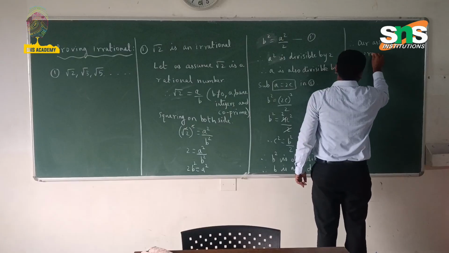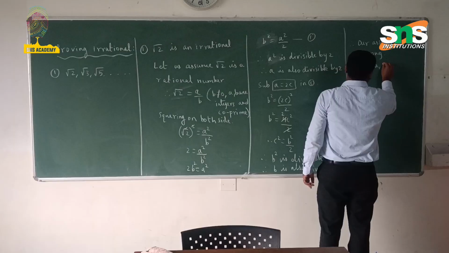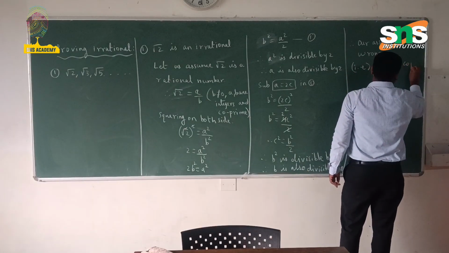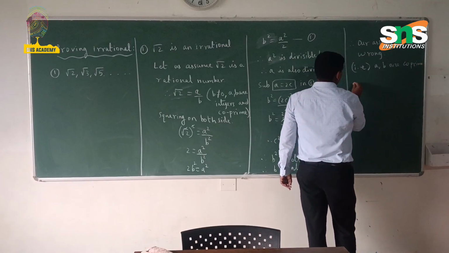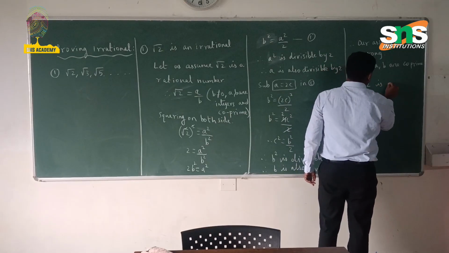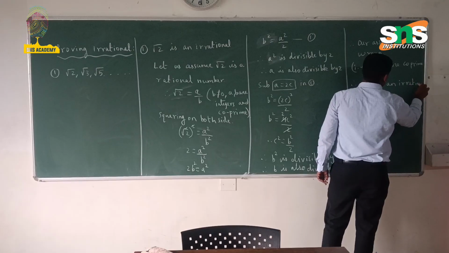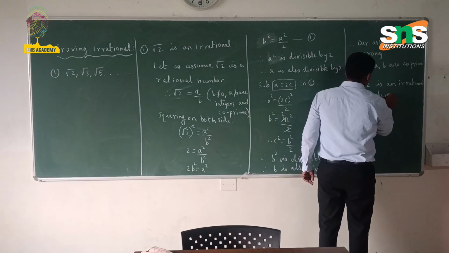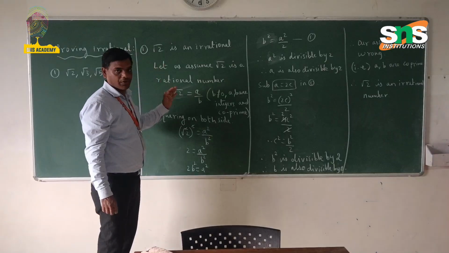Therefore, our assumption is wrong, that is, that a, b are co-prime. This is what we assumed. Therefore, we can see that root 2 is an irrational number. So this is the way we have to write the proof for root 2, and likewise for root 3 and root 5.